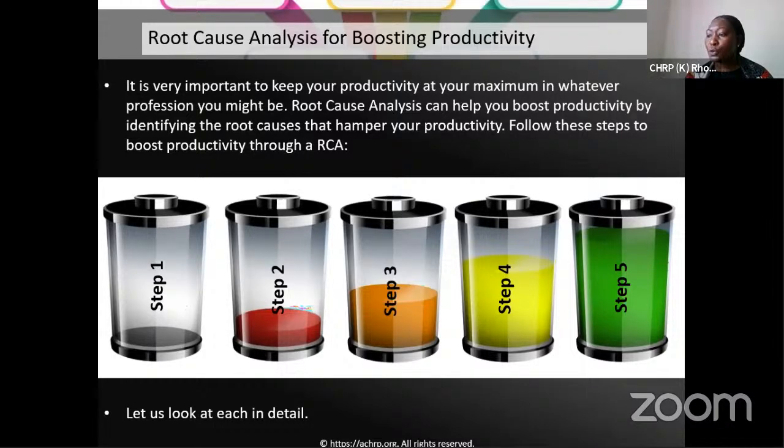Then from there, you need to delegate the non-productive as step 3. The things that you think are unproductive, you don't have to do. They are not high priority. They are not of high impact. They can be done by someone else.